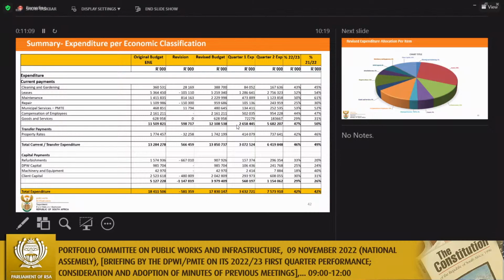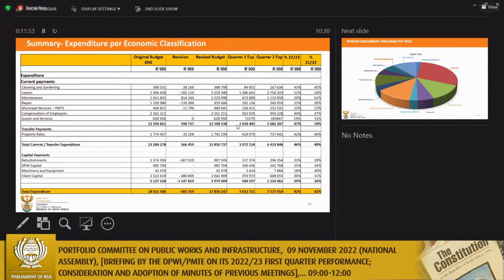On cleaning and gardening, we had a budget of 360 million and we only spent 84 million. Similarly, in terms of percentages, they were meant for the second quarter, even the comparison was a comparison of the previous year's second quarter. So I'm not going to go through those ones. Then on leases, we have a budget of 5.4 billion. We spent 1.2 billion. On maintenance, the budget is 1.4 billion and the spending is 473 million for the first quarter. Repair, it's 1.1 billion and we spent 105 million.